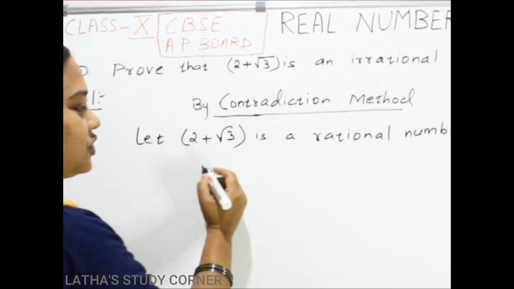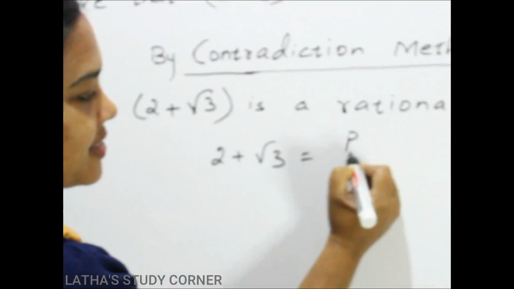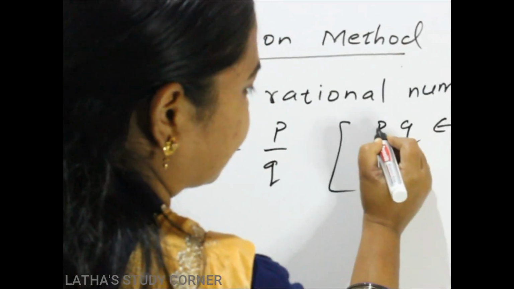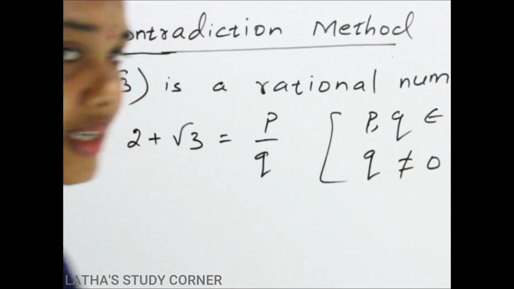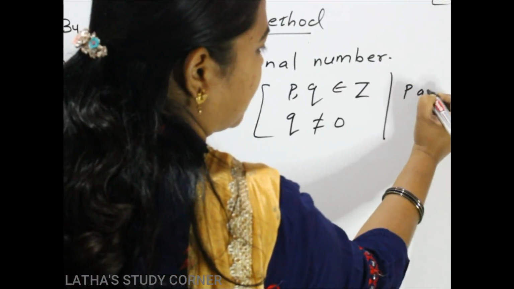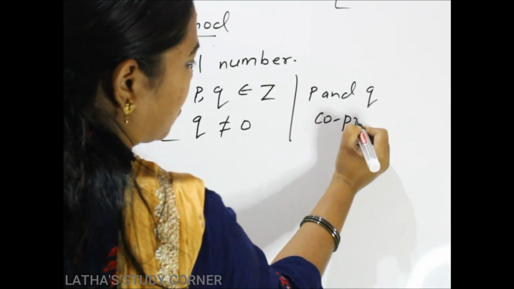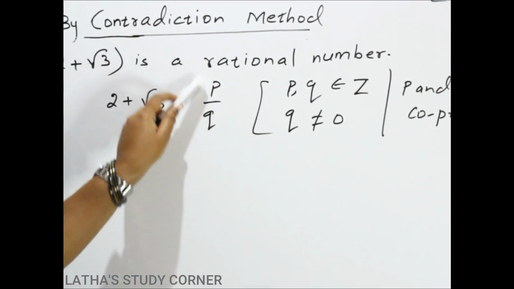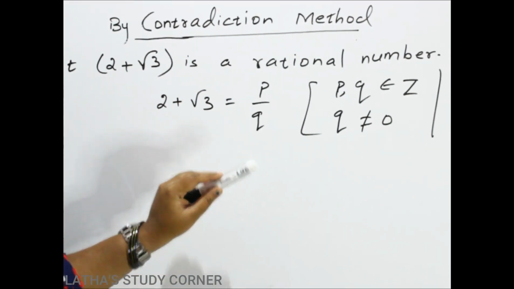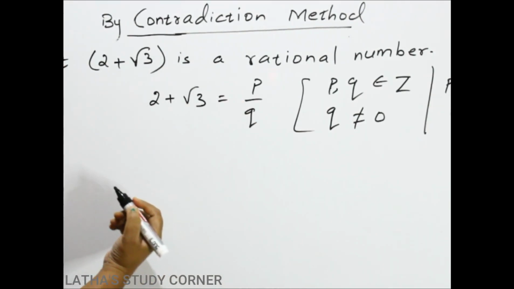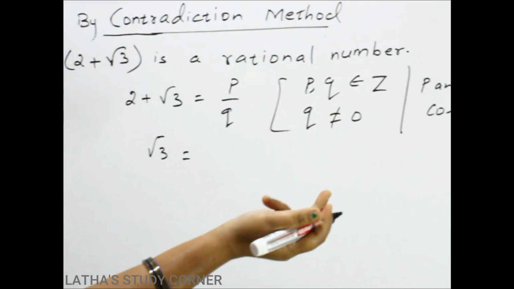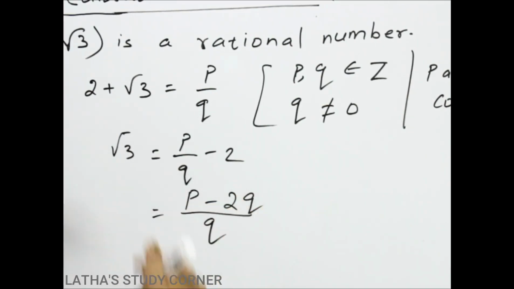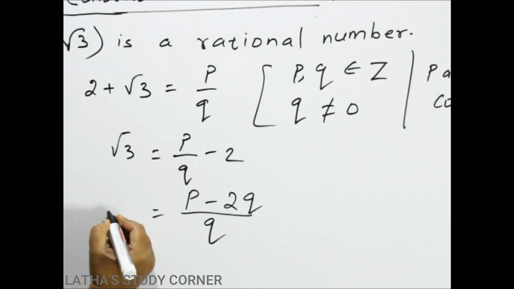As 2 plus root 3 is a rational number, it is equal to P by Q, where P and Q both are integers, the denominator Q is not equal to 0, and P and Q both are co-primes. What are co-primes? Two numbers are said to be co-primes if they don't have any common factors. So P and Q, the numerator and denominator, have no common factors. Now 2 plus root 3 equals P by Q. Root 3 is equal to what? We shift 2 to the right side, so P by Q minus 2. Now take the LCM. So here we get P minus 2Q by Q equals root 3.